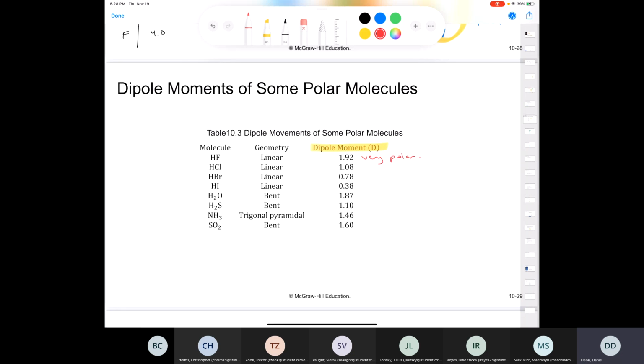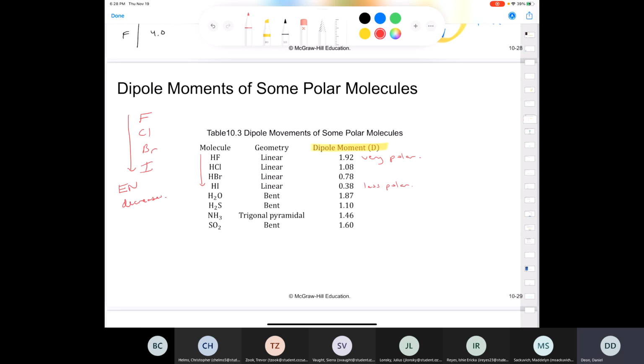If I look at HI, so as I go down from fluorine to chlorine to bromine to iodine, you see that I have something that's less polar, right? The polarity decreases. Why? Because we see that in the halogens, going from fluorine to chlorine to bromine to iodine, what happens going this way? Electronegativity decreases. And so the bond becomes less and less polar.